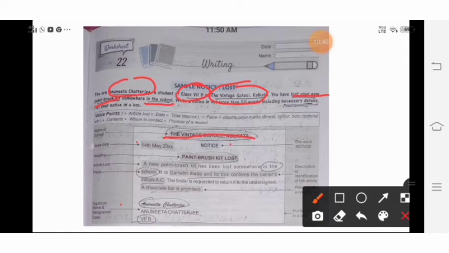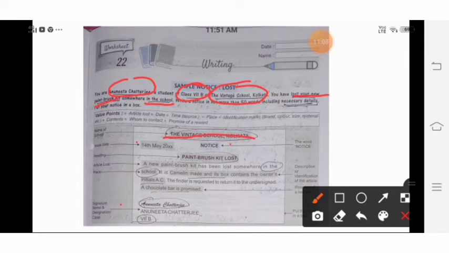Right? If the name of the school is not given, then you can write the name of your own school. If the name of the student is not mentioned here, meaning name of the person is not mentioned here, then you are free to write your own name and then your own class and section when it is not mentioned. But if it is mentioned, then you have to restrict to that thing only. You cannot use your name, your class, your section. You have to use this only which is given in the question. Got it?